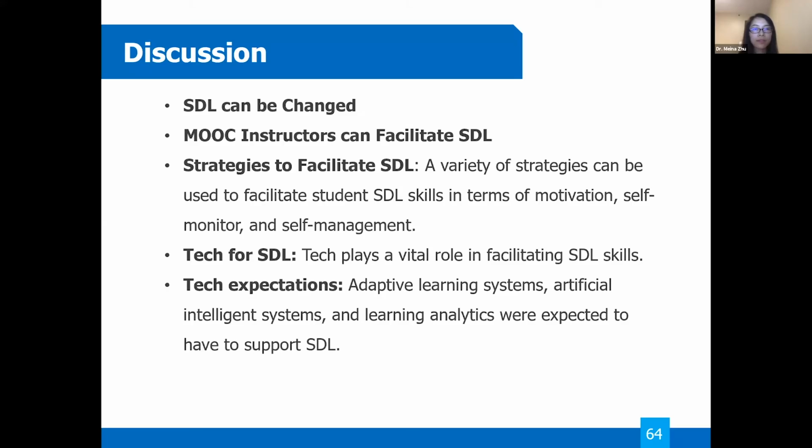So from this study, we found that MOOC instructors thought self-directed learning can be changed, and also they can help and facilitate student self-directed learning. The specific strategies include how to motivate students, help them with their self-monitoring process and self-management, and also the technology plays a very important role to facilitate student self-directed learning. So SDL can be changed.